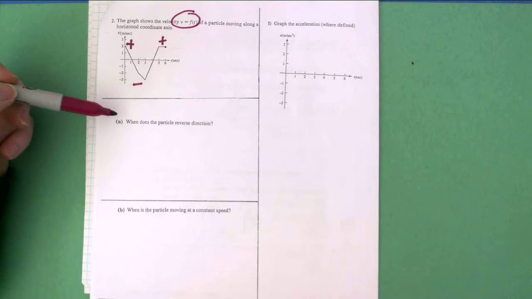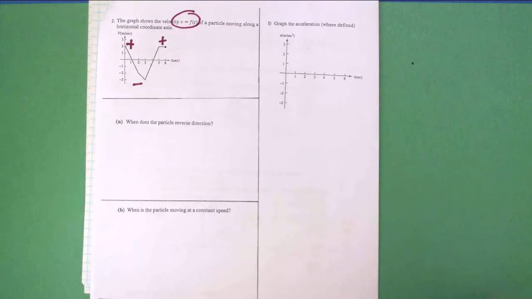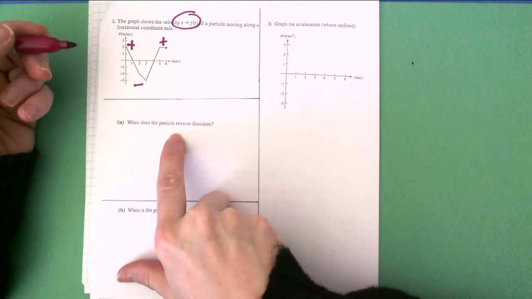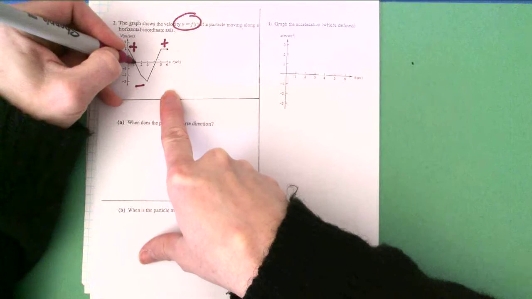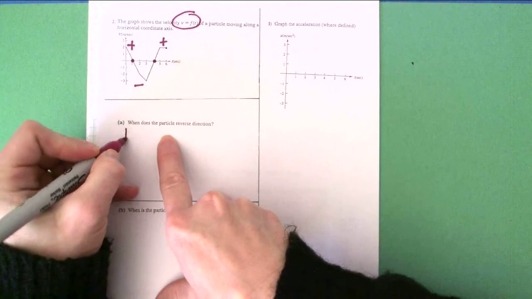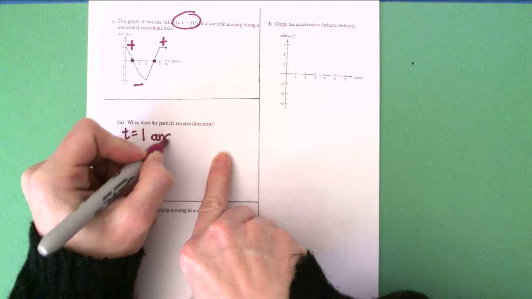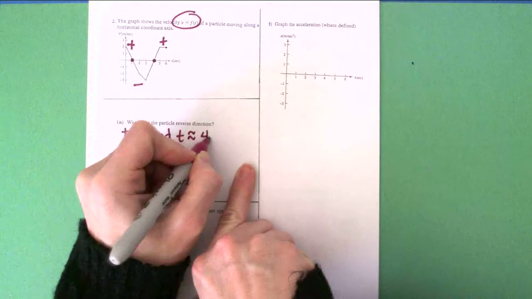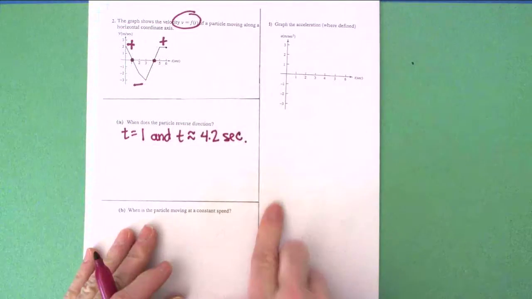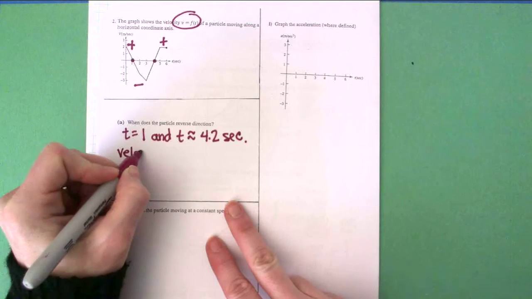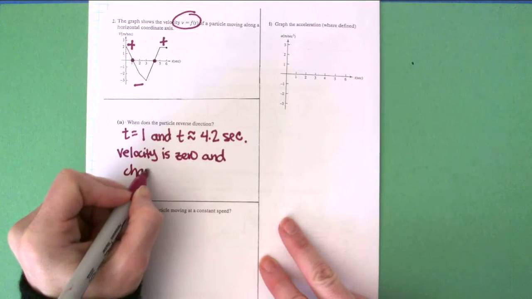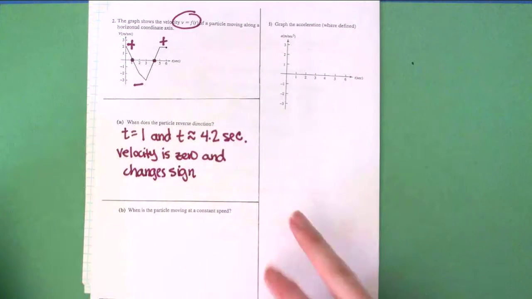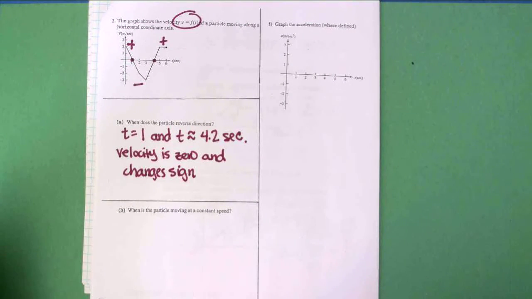So for part A, when does the particle reverse direction? Again, this is going to be when your velocity changes sign from right to left or left to right, and when you cross through and your velocity is 0. So I'm going to say when t is 1 and when t is approximately, I'm going to say about 4.2 seconds. And that's because velocity is 0 and changes sign. When velocity changes sign, you have a change in direction, right to left or left to right, up to down or down to up.